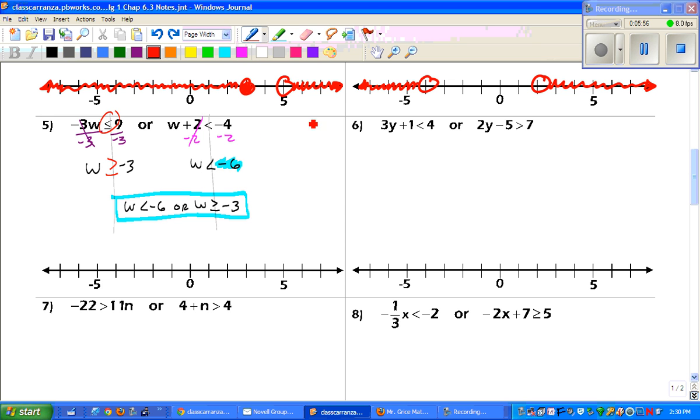And now we graph. So it's w less than negative 6 or greater than or equal to negative 3.